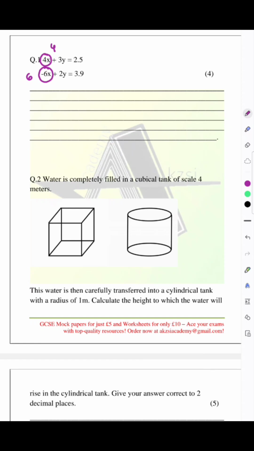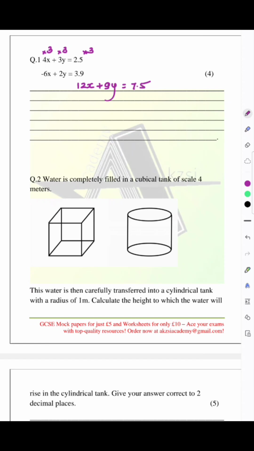What's the LCM, the lowest common multiple of 4 and 6? It's 12. That means I need to make 12, both of these. How can I make 12? If I'll multiply this with 3, I can easily make it 12. But if I'm multiplying x with 3, then I have to multiply every term of this particular equation with 3. That means multiply this with 3 and multiply this with 3. So this will now become 12x plus 9y is equals to 7.5.